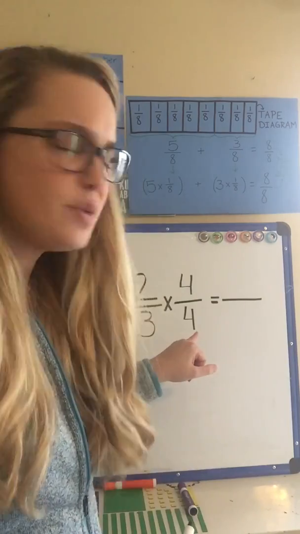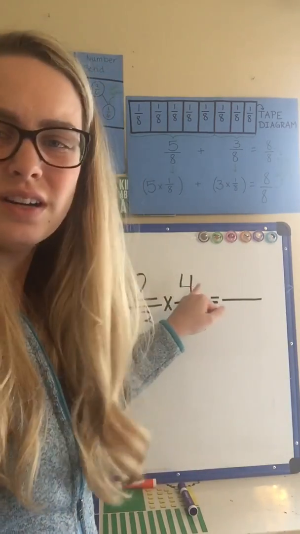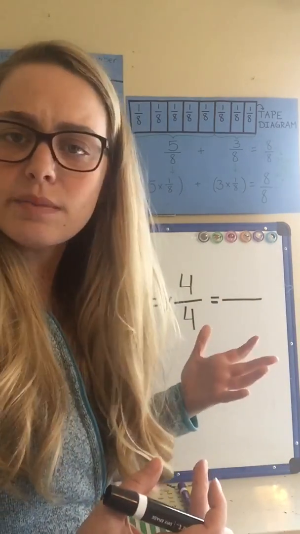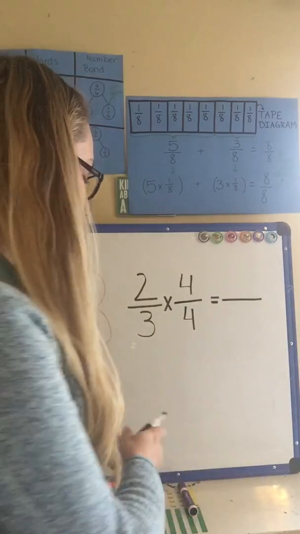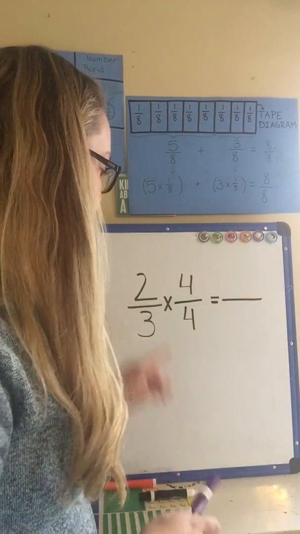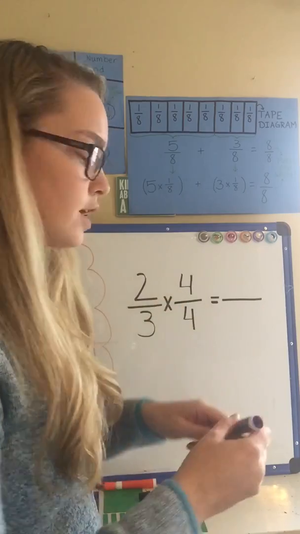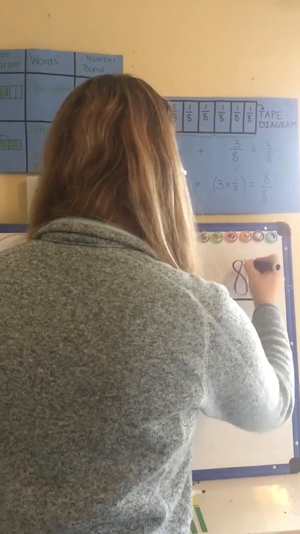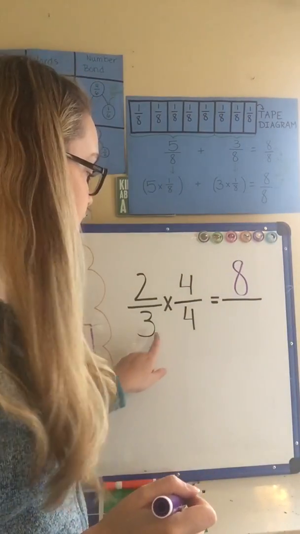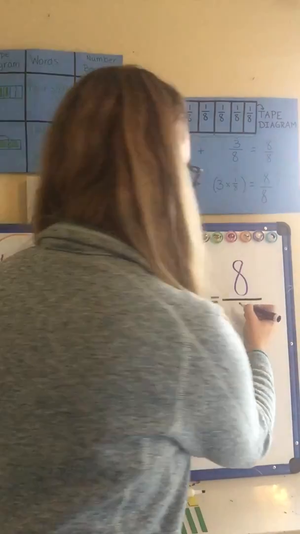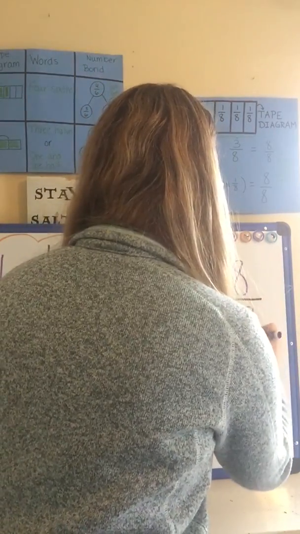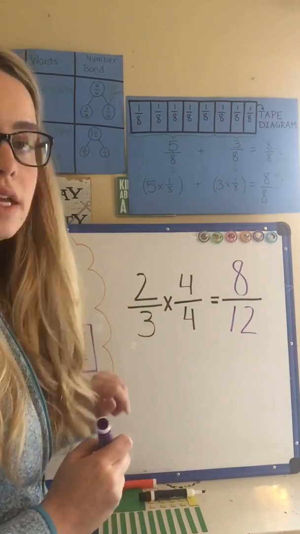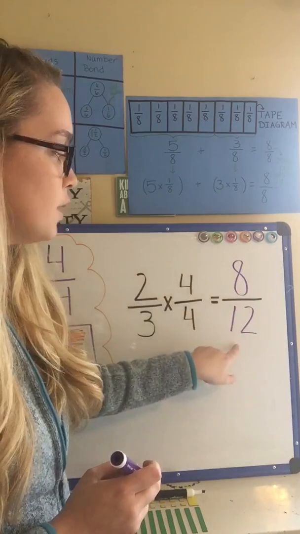Does it make sense to you if I were to multiply this 2 by 4? Would I multiply the 3 by any other number to get an equivalent fraction? No, that doesn't make sense. It's not logical. So to solve for this problem, we could say that 2 times 4 is equal to 8. And we could say that 3 times 4 is equal to 12. Making 2 thirds equal to 8 twelfths.